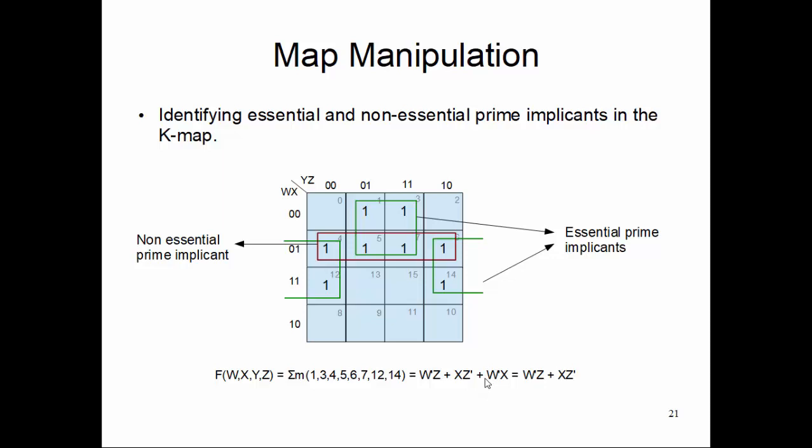So the point is that even if you write down the non-essential prime implicant in the reduced expression, it can be further reduced and eliminated from that expression. If you include a non-essential prime implicant, you are essentially not writing the most reduced form that can be derived for this SOP.